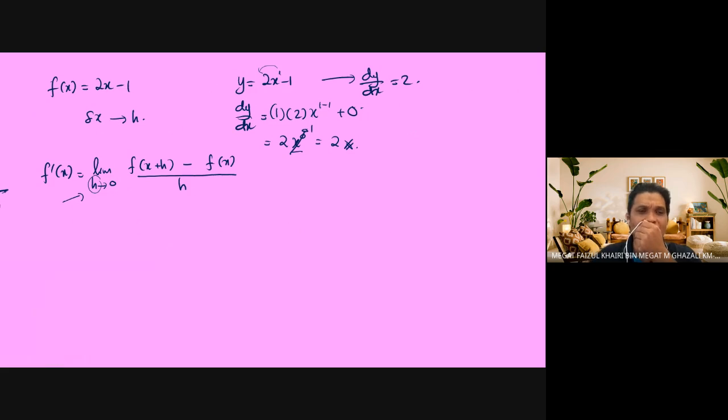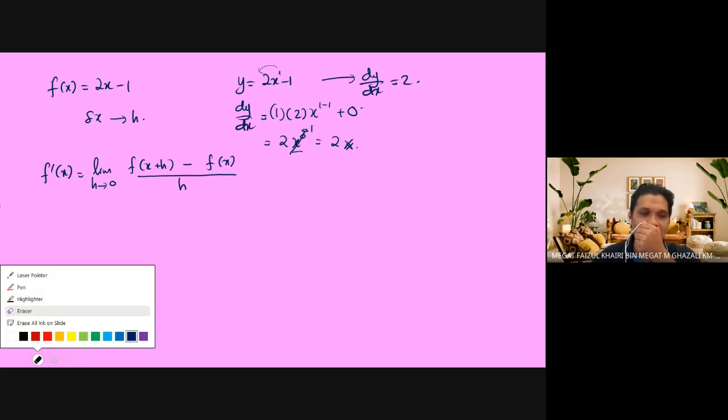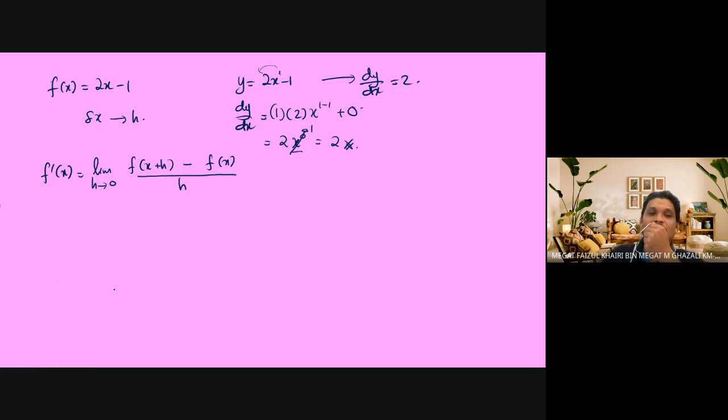By the way, you may refer to your teachers. If I suggest you use h rather than delta x, is that acceptable in secondary school, or must you use delta x? I'm not going to suggest you straightly use h, because if the examiners at SPM level do not accept h and still want delta x, you're going to lose your marks. You get what I mean?